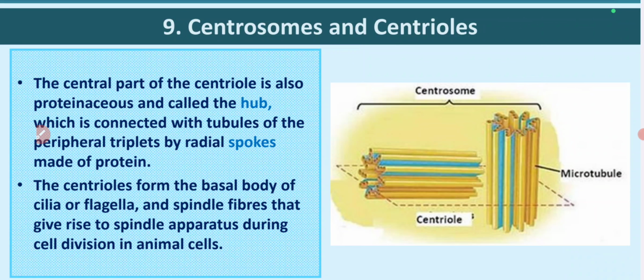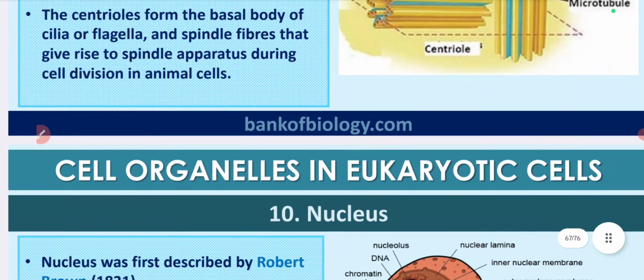The centriole forms the basal body of the cilia or flagella, and the spindle fibers that give rise to the spindle apparatus during cell division in the animal cell.